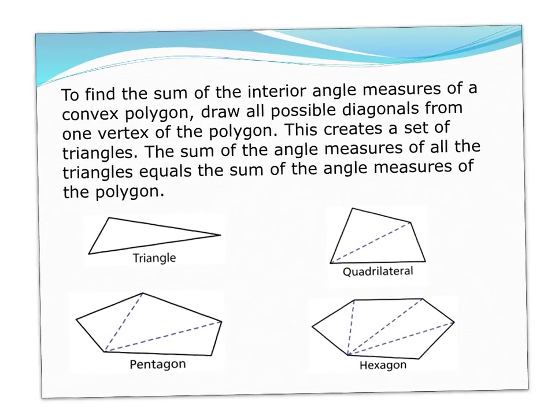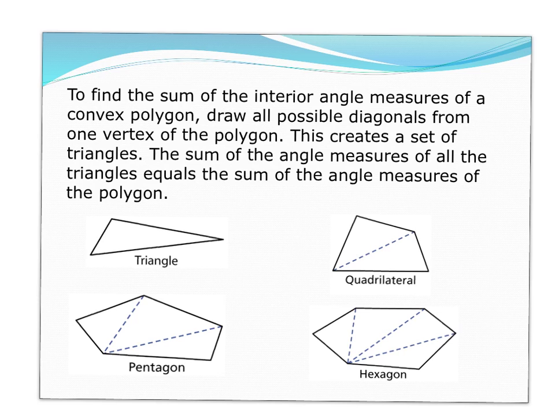To find the sum of the interior angle measures of a convex polygon, you can draw all the possible diagonals from one vertex of the polygon, and it will create a bunch of triangles. What do we know about the sum of the angle measures of a triangle? It's 180. A diagonal connects non-consecutive vertices, so if I start from a single point, I can't connect it to the consecutive vertices, the one to the right of it and the one to the left of it, but I can connect every other one.